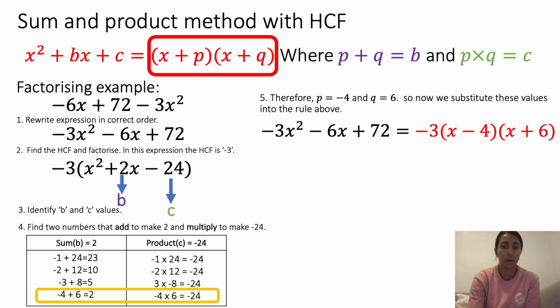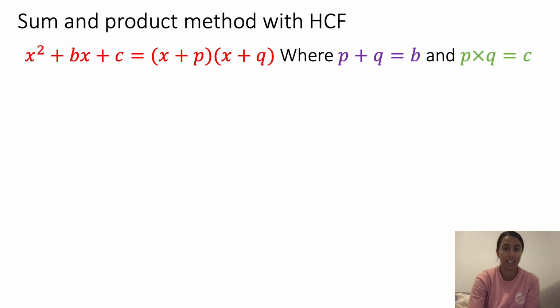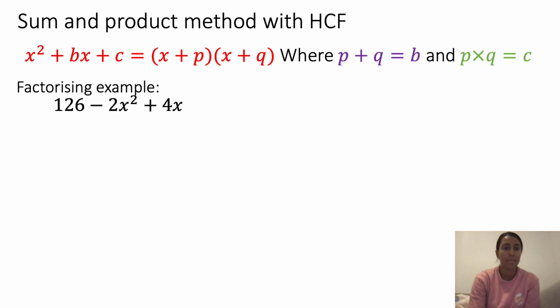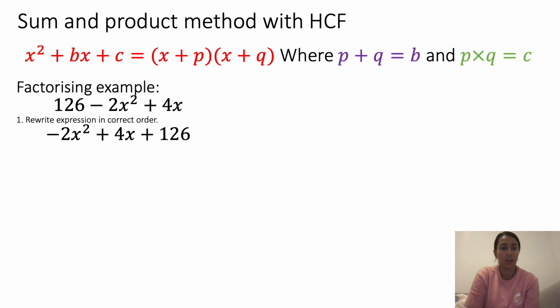All right, I'm going to do one more and then you guys can get on your merry way. Okay, I've got 126 minus 2x squared plus 4x. And the first step is to rewrite in the correct order. So it would look like this. If it's already in the correct order, then you would just go straight to the next step.